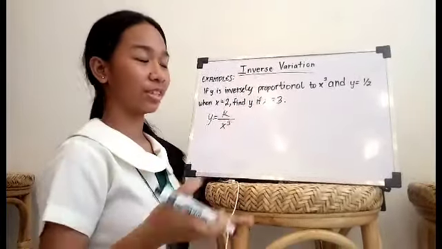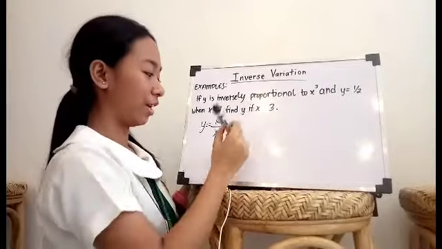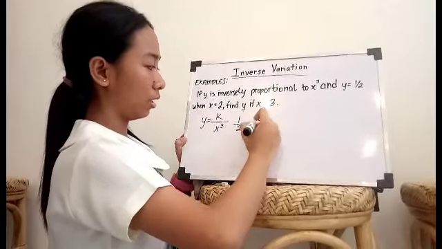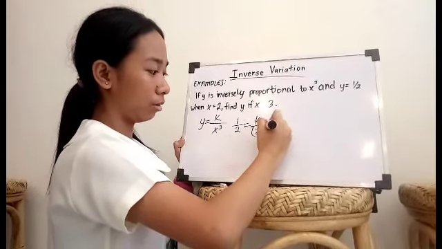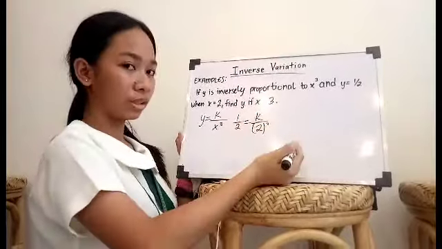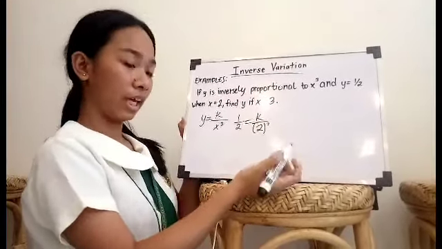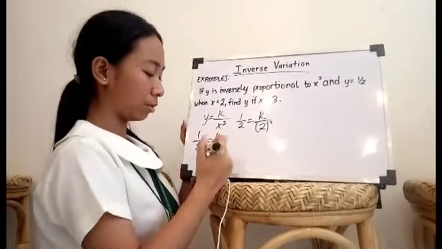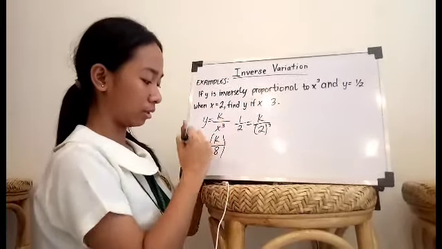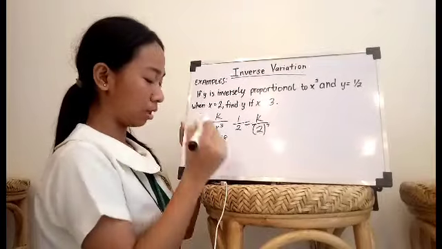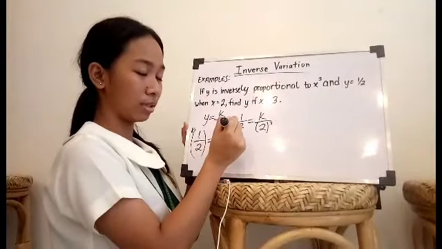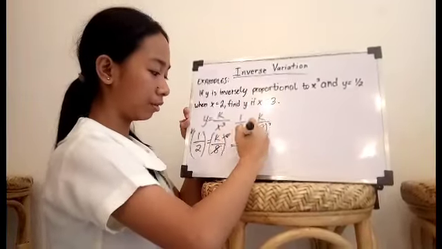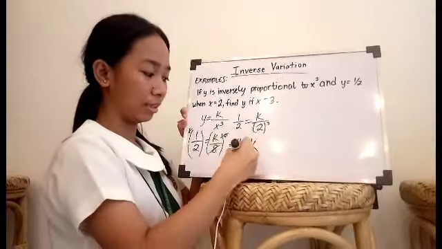So let's substitute the values that were given. So y is equal to 1 half equals k, and then x will be 2 cubed. So what is the cube of 2, which is 8? And then what we're going to do is multiply both sides by 8, and this 8 and this 8 will be cancelled out, and 1 half times 8 is equal to 4, and that is your k.